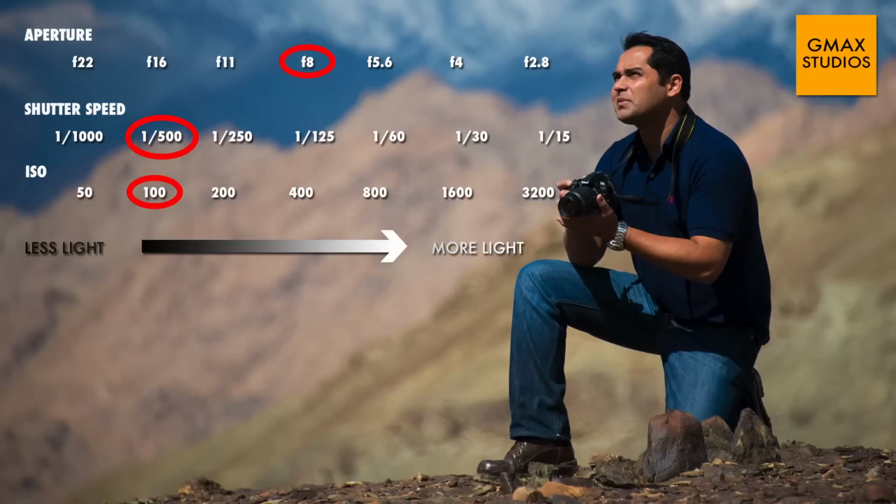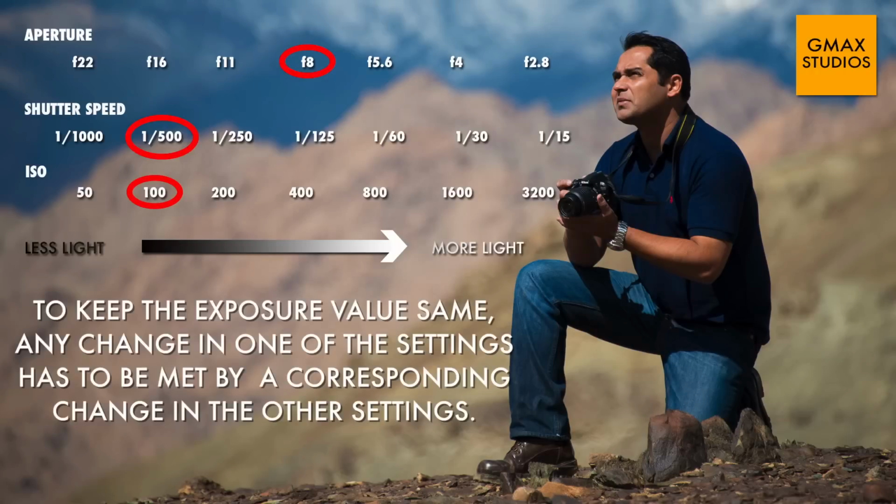So in one sense, all the three things, namely aperture, shutter speed and ISO, are interchangeable. So if you increase or decrease one of the values, you have to compensate by increasing or decreasing any one of the other two values or a combination of both.